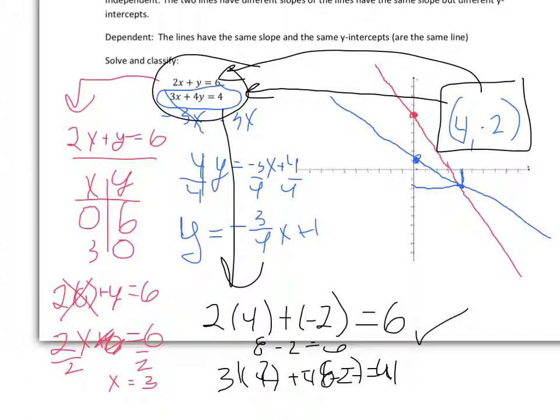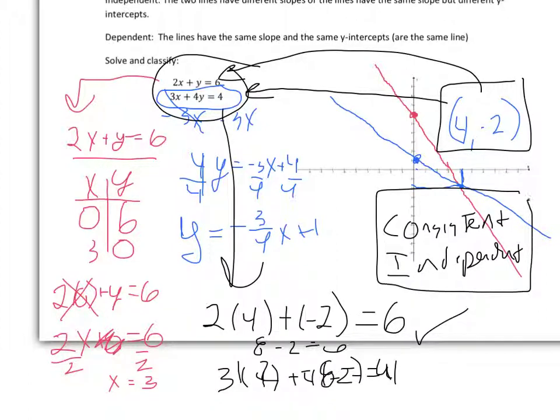Now when we're classifying this, because there's a solution, it's said to be consistent. And because we have two different lines, these lines are said to be independent. So this system is consistent and independent, and that right there is the solution.